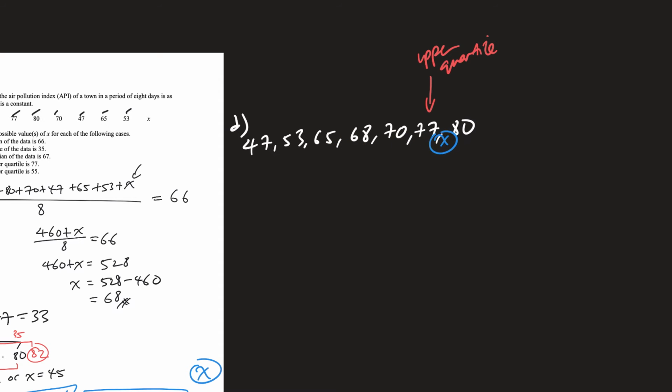Maybe x has to be like in between, next to 77. Okay, let's see what can happen. If x is in between 77 and 80, maybe let me put it here. Then you can see this is my upper half. My upper quartile will be in between 77 and x. And if I put x here, it's the same. Upper quartile will also be in between 77 and x. But I want my upper quartile to be 77 itself. So it tells me that there is hope, but only if x itself is 77.